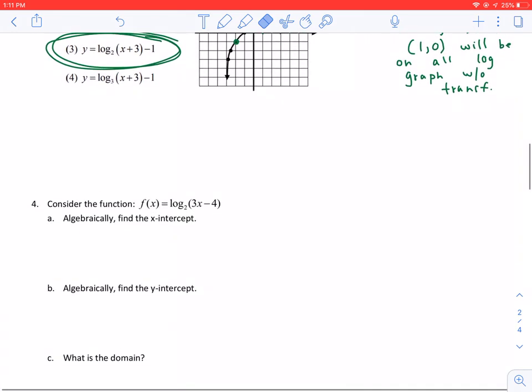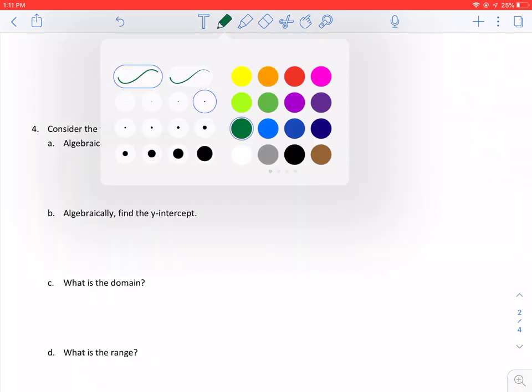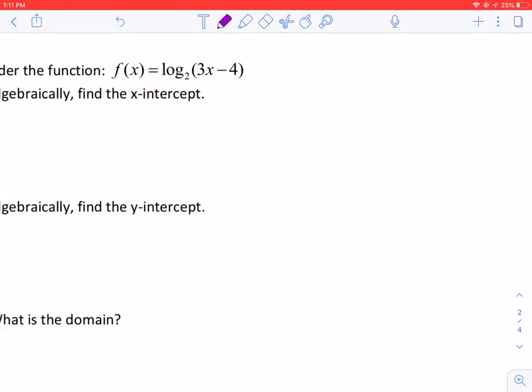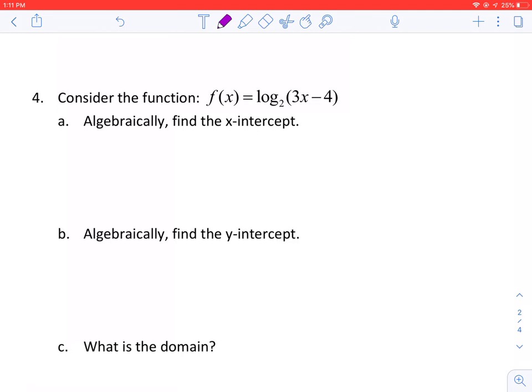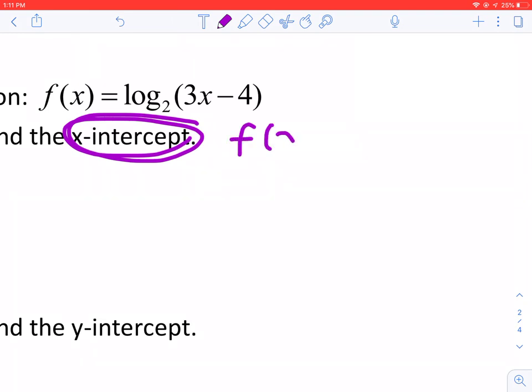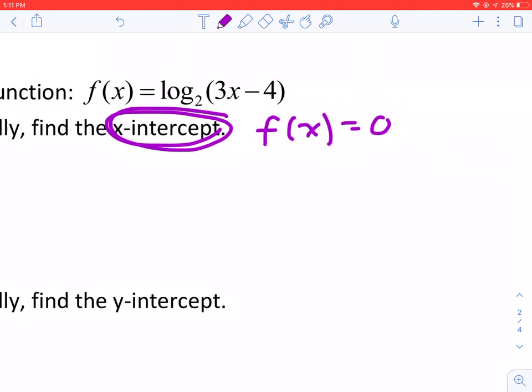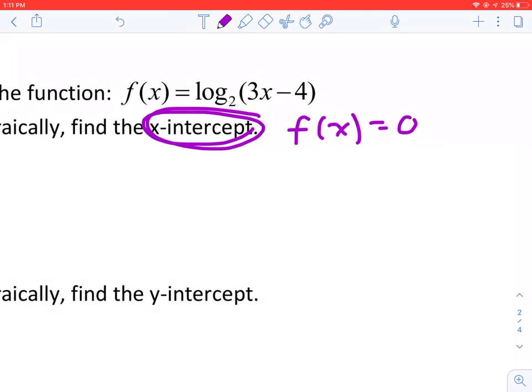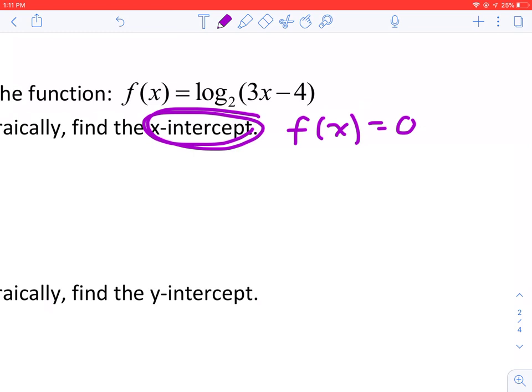So that's it for that one. And let's just answer some basic questions. What is the x-intercept, the y-intercept, domain, and range? For any function, when we're looking for the x-intercept, we're looking for when the function is equal to 0. When does f of x equal 0? When does it cross the x-axis? Which is always something, comma, 0, the y value 0. So 0 equals log base 2 of 3x minus 4.